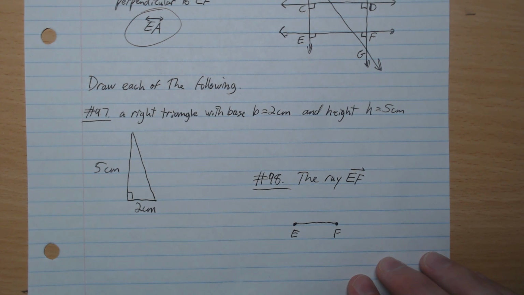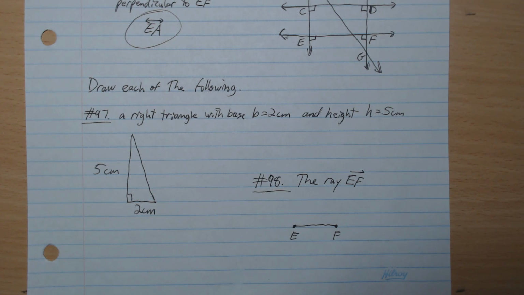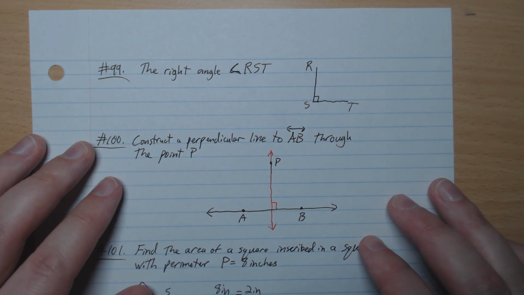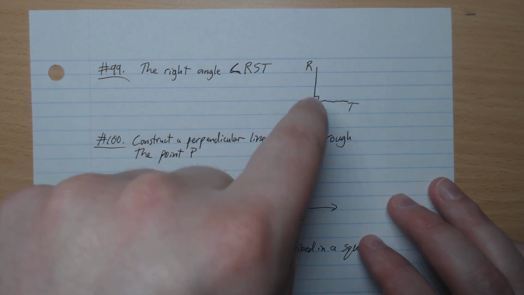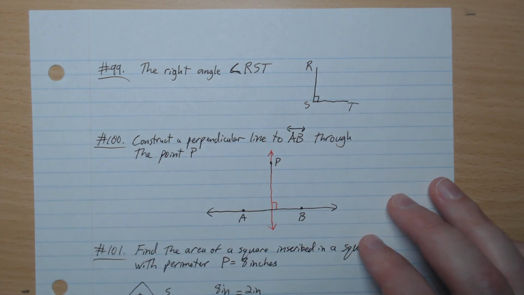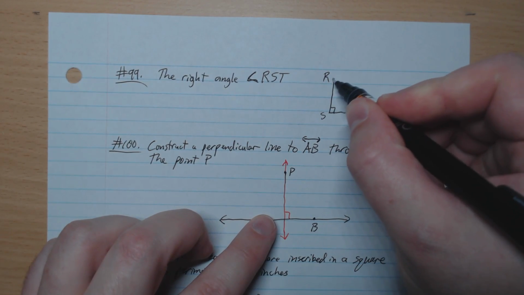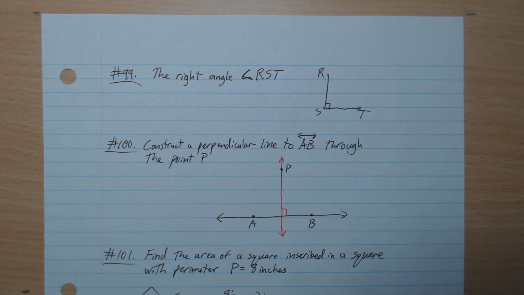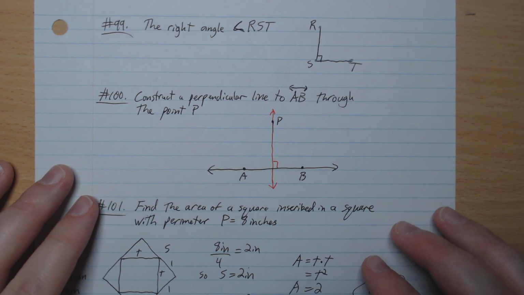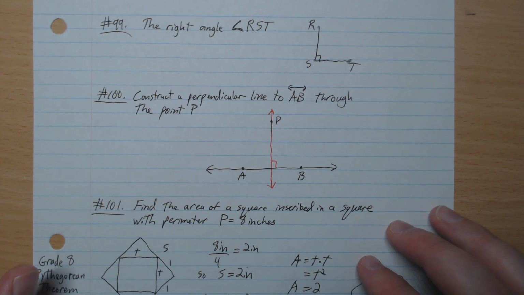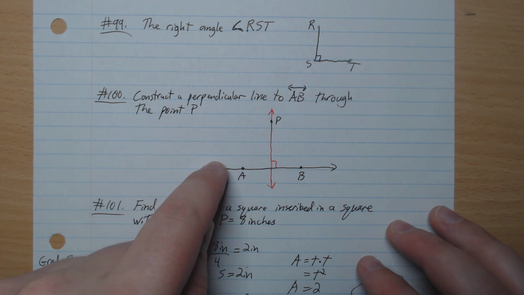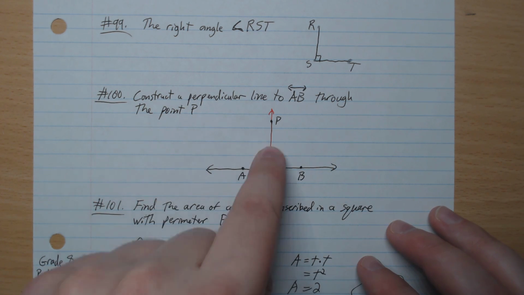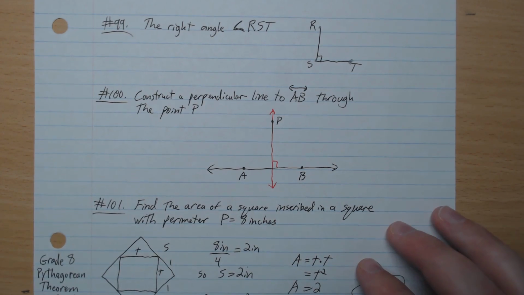Number 98, the ray EF. So we have point E, point F, and there's our ray connecting the two points as such. 99, the right angle RST. So we remember how to draw a right angle, and this would be point RST as such. So angle RST is a right angle. Number 100, construct a perpendicular line to AB through the point P. So we have our line AB, and we're going through P perpendicular to AB as such.